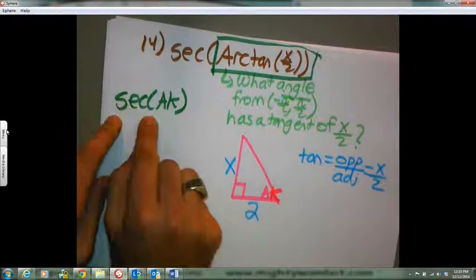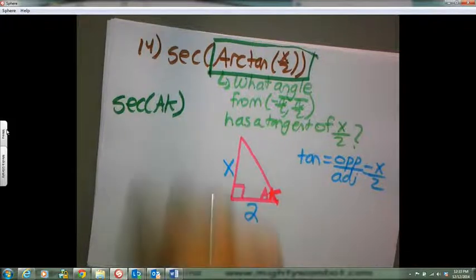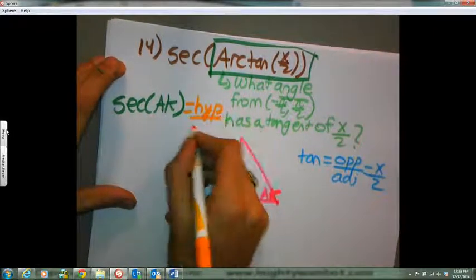So now we just want secant. So what is secant? Well, let's think about it. Secant, the math word is reciprocal, the English word is flip. It is the reciprocal of cosine. Cosine is SOHCAHTOA, adjacent over hypotenuse. If this is the reciprocal, or flip, of adjacent over hypotenuse, this is hypotenuse over adjacent.